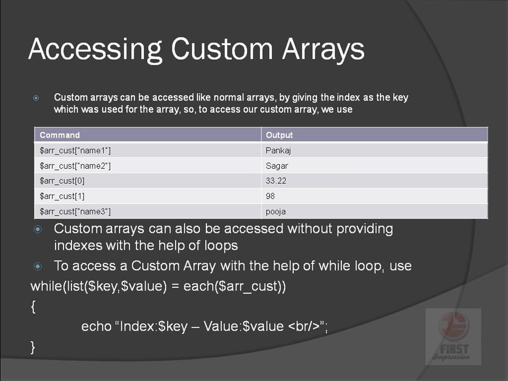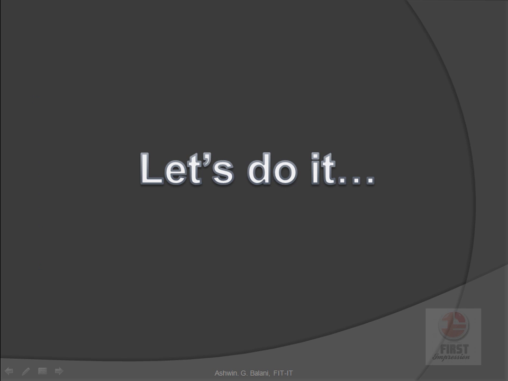So it will give the output as index name1 dash value Pankaj, index name2 dash value Sagar, index 0 dash value 33.22, index 1 dash value 98, index name3 dash value Pooja. So let's do it and check out how do we access arrays and loops with PHP.